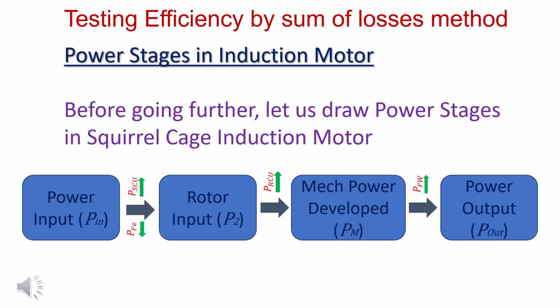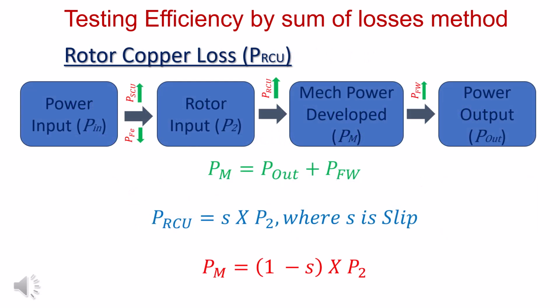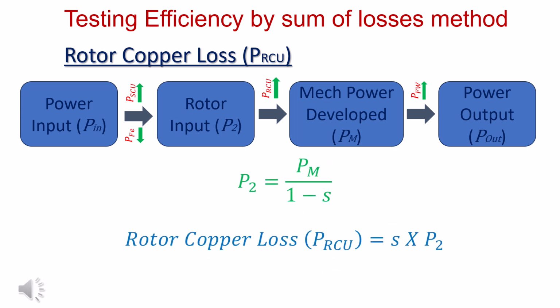Before going further, let us draw the power stages in a squirrel cage induction motor. Mechanical power output is equal to output power plus friction and windage loss. Rotor copper loss is equal to slip times the rotor input. Mechanical power developed PM is equal to 1 minus S into rotor input. P2 is equal to PM divided by 1 minus S. Rotor copper loss is equal to S into P2.